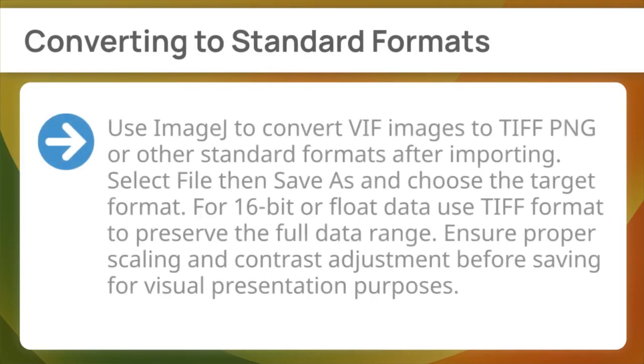Next, converting to standard formats. Use ImageJ to convert VIF images to TIFF, PNG, or other standard formats after importing. Select File, then Save As, and choose the target format. For 16-bit or float data, use TIFF format to preserve the full data range. Ensure proper scaling and contrast adjustment before saving for visual presentation purposes.